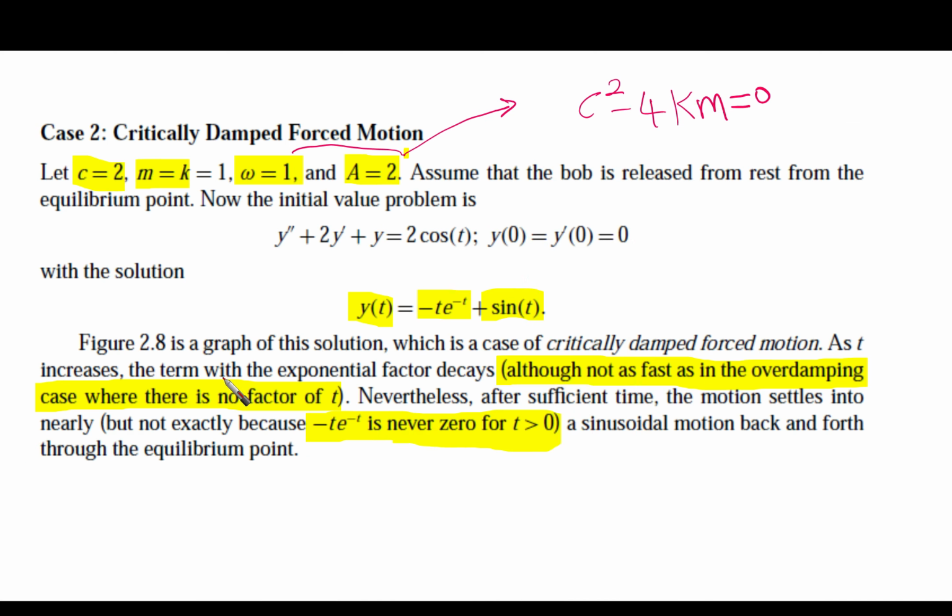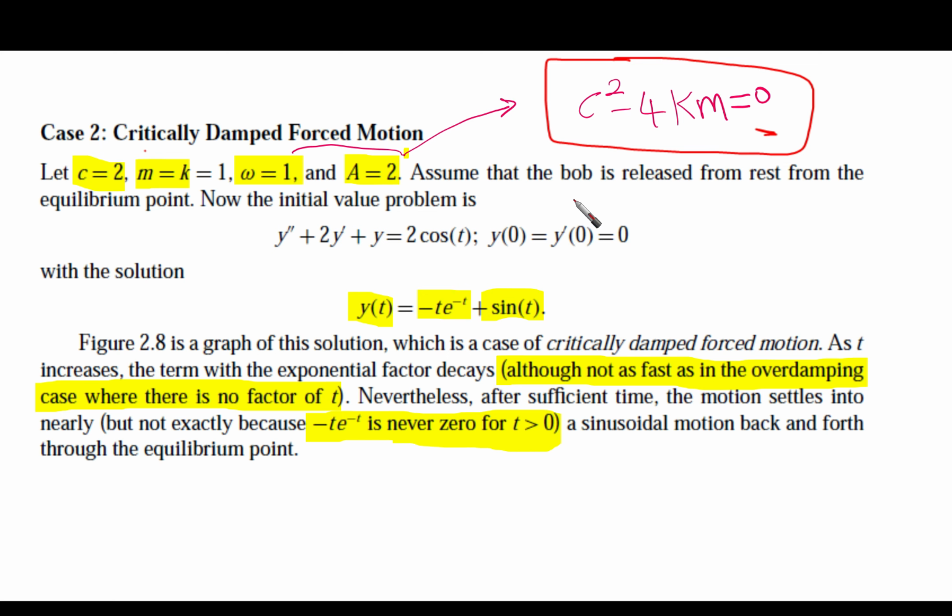Now let's go to the critically damped forced motion. In this case, of course, you understand that c squared minus 4km equals 0. Let's assume some values and work with these numerical values to help us understand how the critically damped forced motion works. We have c equal to 2, m equal to k equal to 1, omega, the forcing frequency, is 1, and A equal to 2.